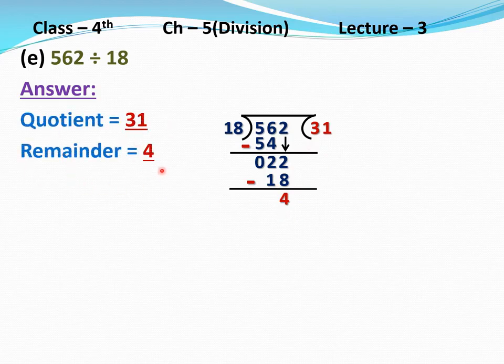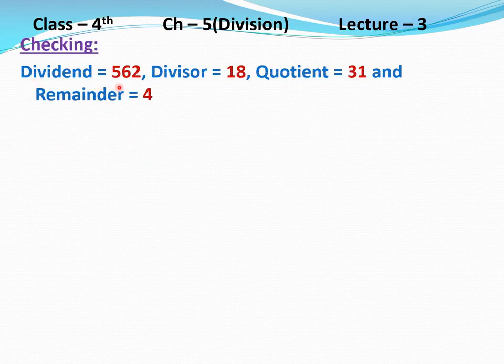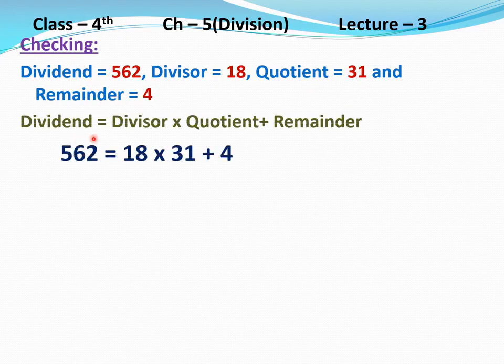And now we will check our answer. Clear? Now write down dividend equal to 562, divisor equal to 18, quotient equal to 31 and remainder equal to 4. Now write down dividend equal to divisor multiply quotient plus remainder. 562 equal to 18 multiply 31 plus 4. First multiply 18 by 31. Write down 18 multiply 31.